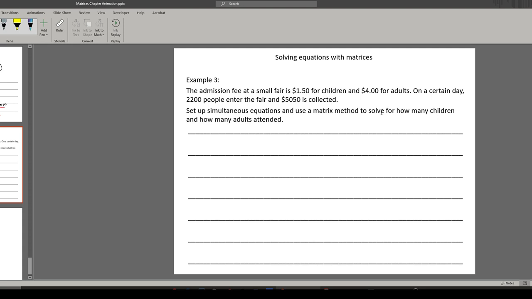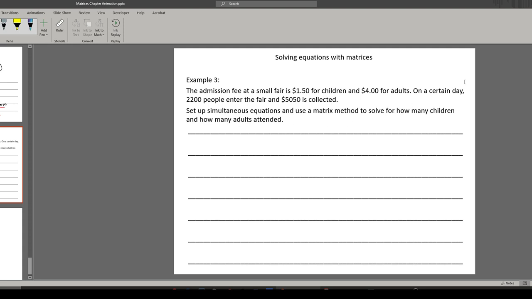I'm going to show you this by hand, but you can also do it by CAS really quickly. The admission fee at a small fair, and this is a worded problem, so I'm going to look at some worded skills. The admission fee at a small fair is $1.50 for children and $4 for adults. On a certain day, 2,200 people entered the fair and $5,050 is collected. Set up simultaneous equations. Use a matrix method to solve for how many children, how many adults attend.